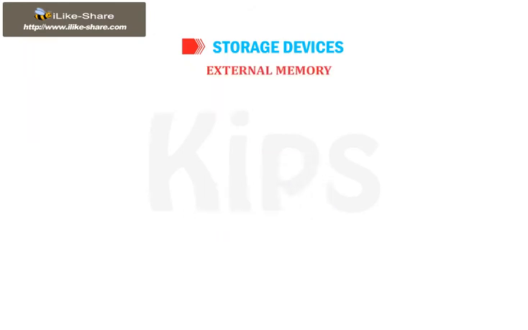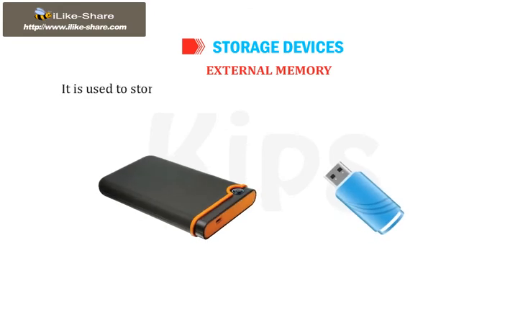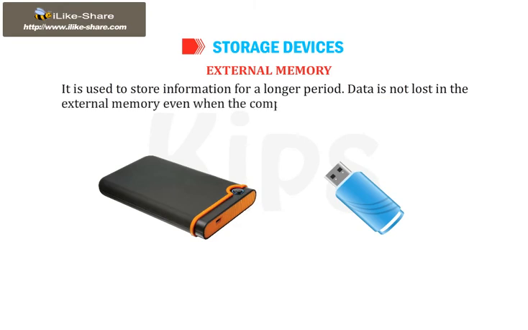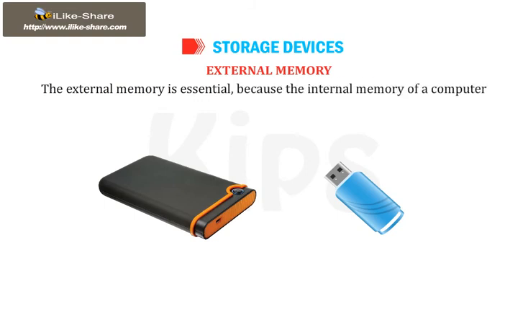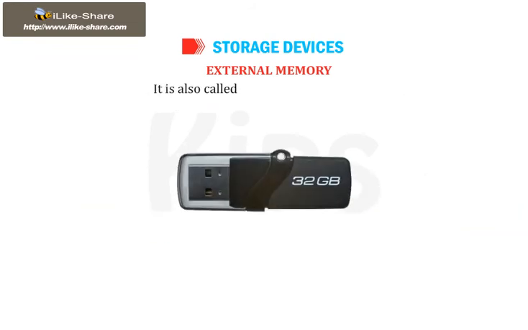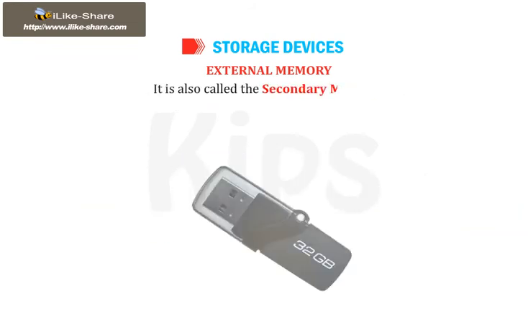Let's now talk about external memory. It is used to store information for a longer period. Data is not lost in the external memory even when the computer is turned off. The external memory is essential because the internal memory of a computer has a limited storage capacity. It is also called the secondary memory.